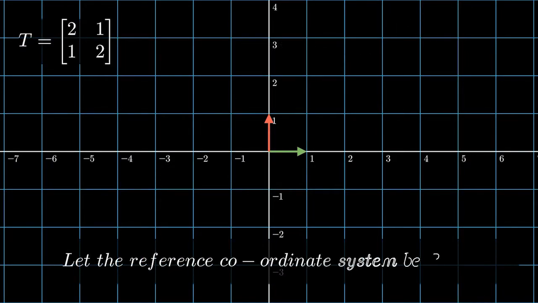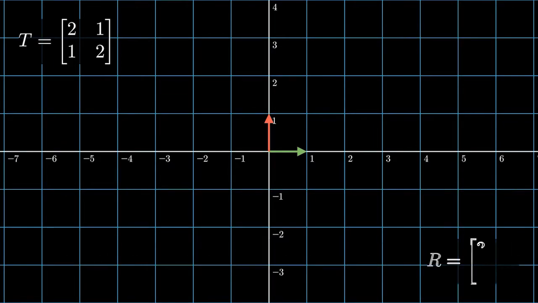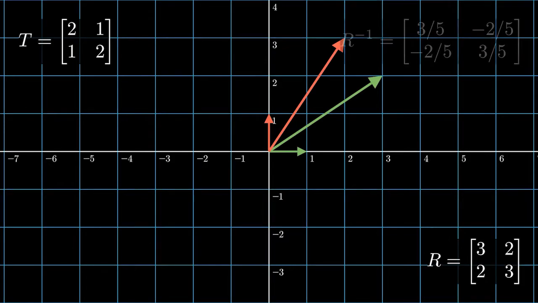Now we'll take another reference coordinate frame, that is R, that is 3, 2, 2, 3. Now we'll see what happens when there are two coordinate frames and how to see what is the effect of transformation from another coordinate frame. So in this case, the reference coordinate frame is R. So these two vectors that we see, that is the red big vector and the green big vector, are the new reference coordinate vectors. Now let's take an inverse of this matrix.